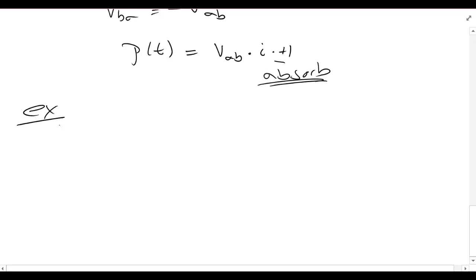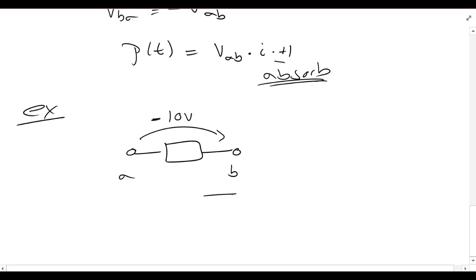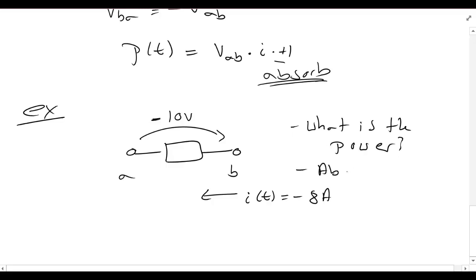So the question that we're going to ask ourselves is, what is the energy, or the power, and is it supplied or absorbed? And I'm going to throw a bit of a curveball here, because what I'm going to say is this voltage here is negative 10 volts. And to even further complicate matters, this current, I of t, is going to be negative 8 amps. So remember, we want to know what is the power, and is it absorbed or supplied.